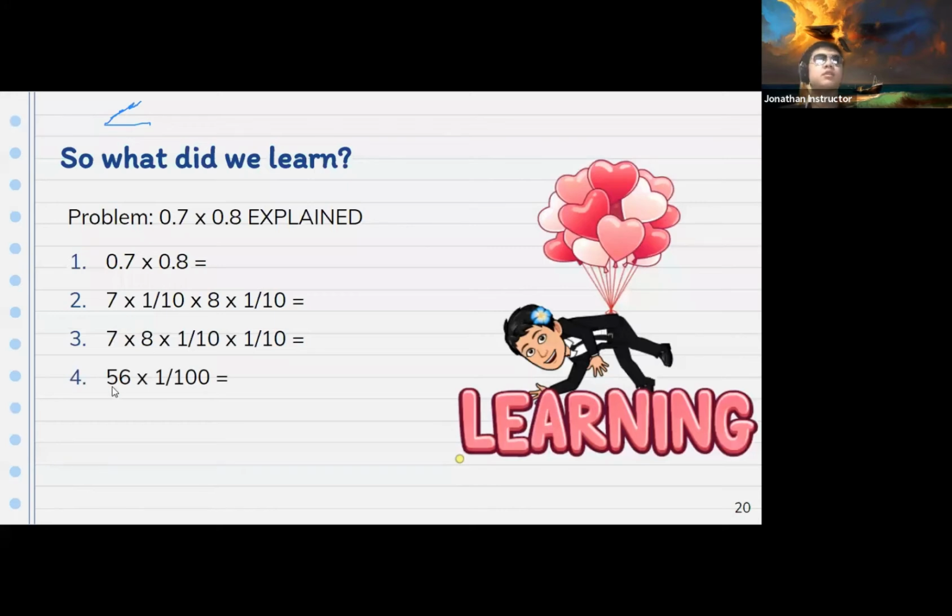7 times 8 is 56. 1/10 times 1/10 is 1/100. We learned how to do fraction multiplication too, so this makes sense as well. So what is 56 times 1/100? 0.56, because we're moving 56 backwards twice. So that's another way to think about multiplying two decimal numbers. Hopefully that makes sense in another way. So we just proved how to multiply decimal numbers twice. All right, so let's try. Yeah, so it makes sense now. Good job.